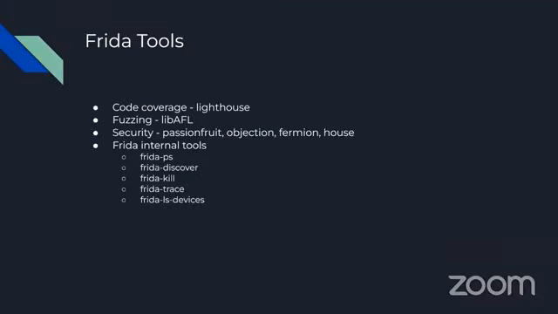frida-discover is a tool for discovering internal functions, but it has to be used with frida-trace only. frida-ls-devices is just used for listing the devices which are present in your infrastructure. frida-kill can be used to kill a particular process ID and then attach to it whenever that particular process gets spawned later, to achieve early instrumentation.